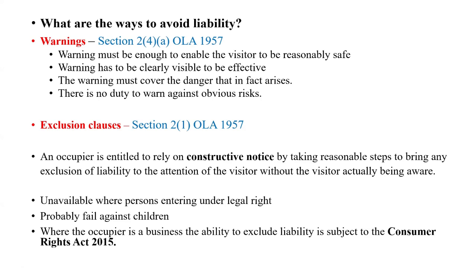And also exclusion clauses are unavailable where persons enter under a legal right, and it will probably fail against children who are unable to understand the exclusion clauses. And where the occupier is a business, as in the question that we just read, the ability to exclude liability will be subject to the Consumer Rights Act 2015, and earlier it was under the Unfair Contract Terms Act, but now the Consumer Rights Act will specify the situations or the restrictions on the use of exclusion clauses.